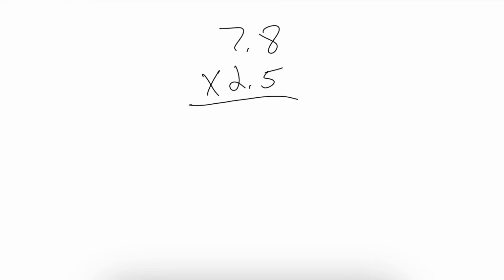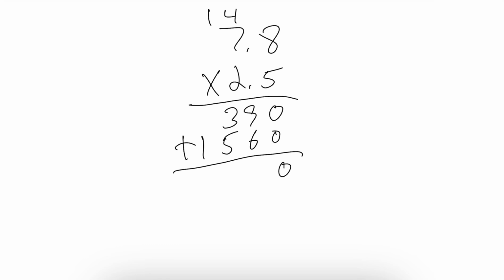Next we have 7.8 times 2.5. So 5 times 8 is 40. 0, carry the 4. 5 times 7 is 35, plus 4 is 39. We'll go to the next line, we'll add a 0. 2 times 8 is 16. 6, carry the 1. 2 times 7 is 14, plus 1 is 15. 1, 5. We'll add these two together. We have 0. That's 15, carry the 1. 8 plus 1 is 9. 1. Now we'll count our decimal places. 1, 2. So our decimal is going to go right there, and 19.50 is our answer.